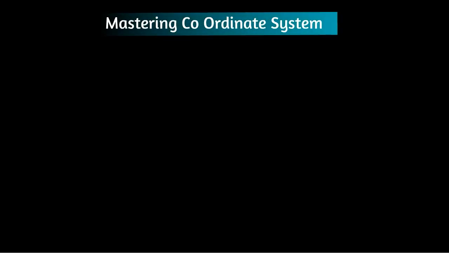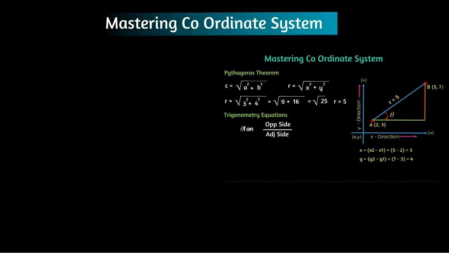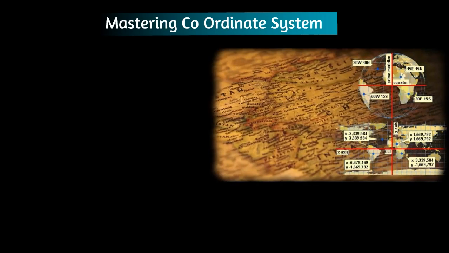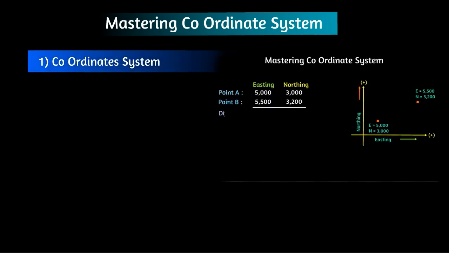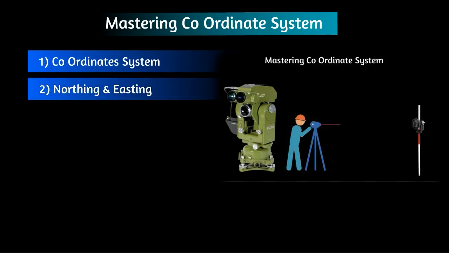Today we are going to study and understand the complete coordinate system used in the construction field, particularly in road construction. Today we will go through: 1. Understanding the basic coordinate system by using Pythagoras Theorem and simple trigonometry. 2. Understanding the northing and easting system.